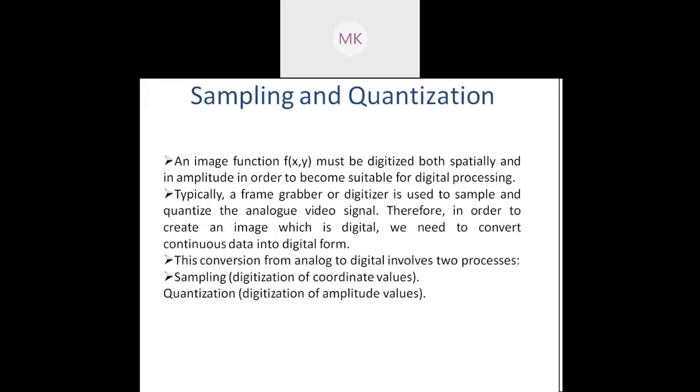So what is sampling and what is quantization? Suppose the image is represented by f of x comma y. It must be digitized, that means it should be converted into digital form both spatially and in amplitude in order to become suitable for digital processing. A digitizer is used to convert the analog form of the image into digital form.